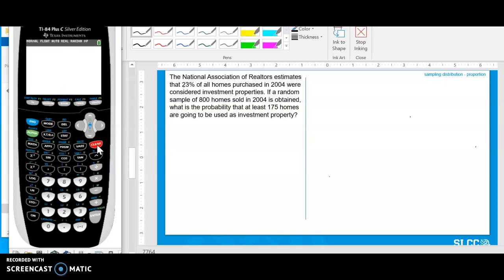All right, so yesterday when I did my recording, I realized that I hadn't shared this screen, and all you hear is me talking. You don't see the problem. So I am going to redo this problem for you so that you can have an example of how to do a sampling distribution.